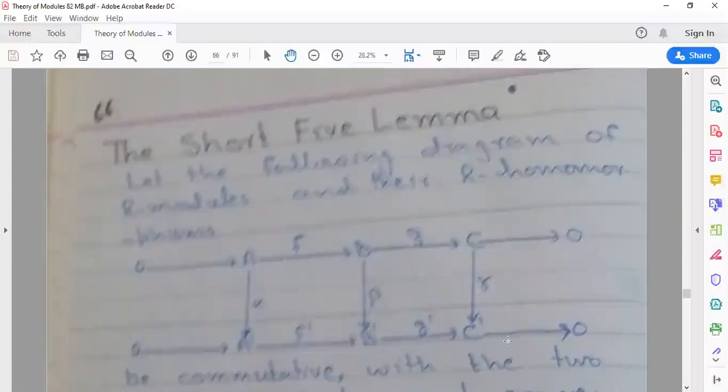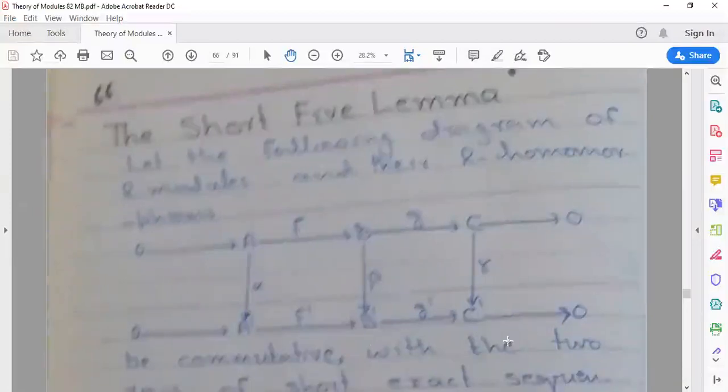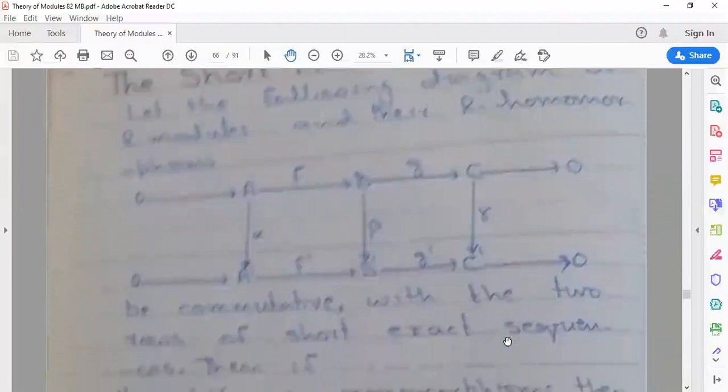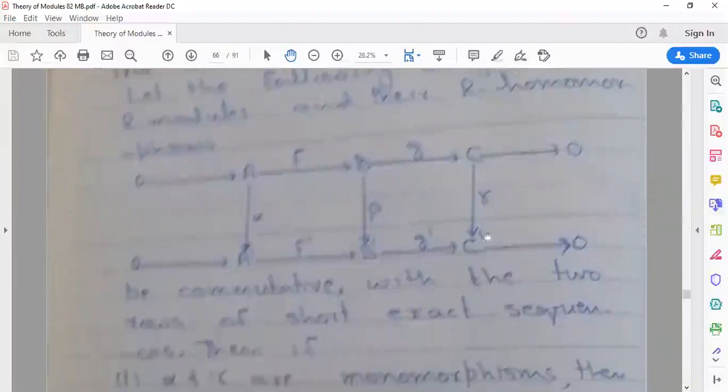So basically, this short 5 lemma contains two squares that are commutative, and from here we get image of f is equal to kernel of g, image of f dash is equal to kernel of g dash. Similarly, beta composition f is equal to f dash composition alpha, gamma composition g is equal to g dash composition beta. So by using these things, what have we proved?